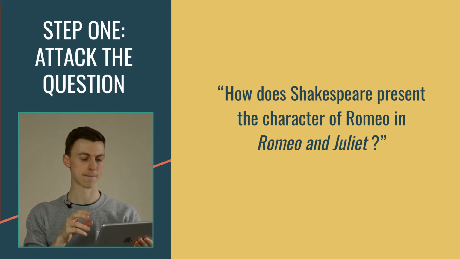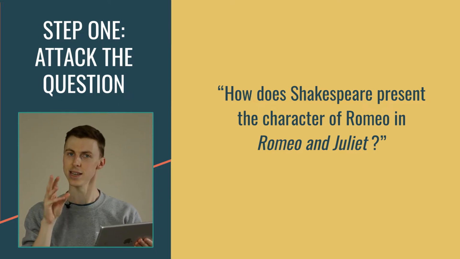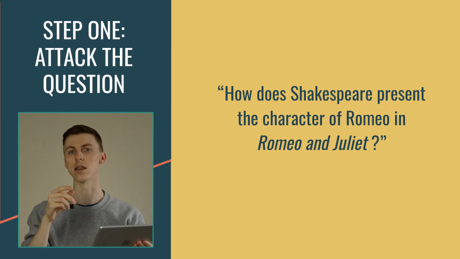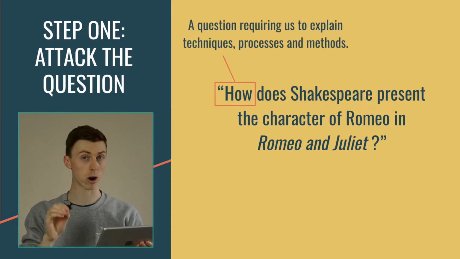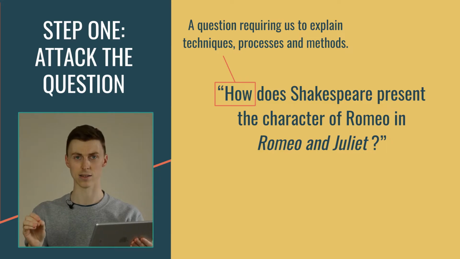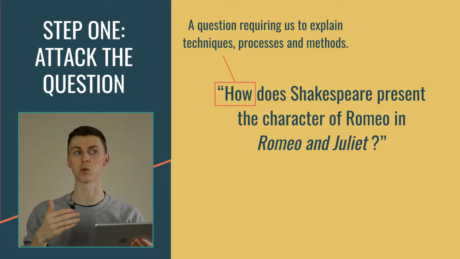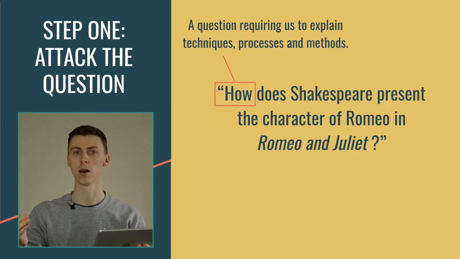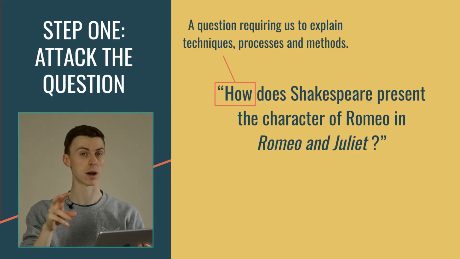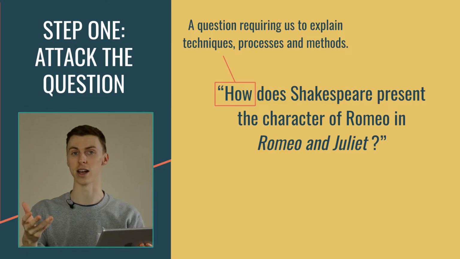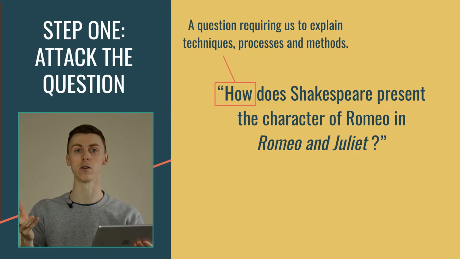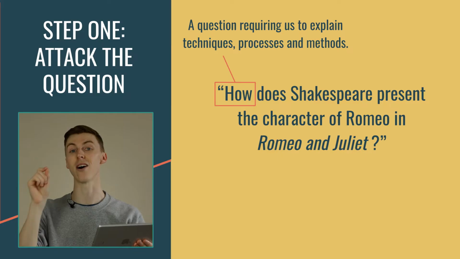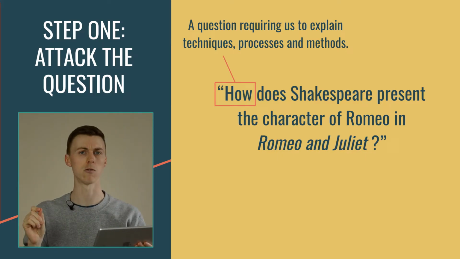Let's break it apart. How is the interrogative word here, and it tells us that this essay will need to deal with processes and techniques. Well, this is different from a question that asks, say, why, which would be more concerned with something like cause and effect, or a question that begins with, how much do you agree? Within that kind of essay, we need to weigh up different points of view. Not so in this question. This question's about how something is done by a writer. Therefore, our essay needs to be about processes and techniques that this writer uses.